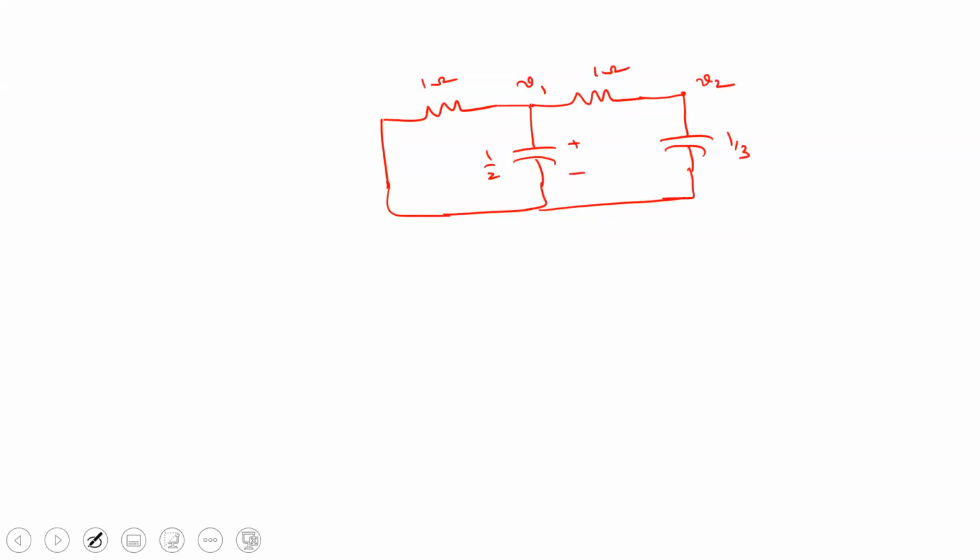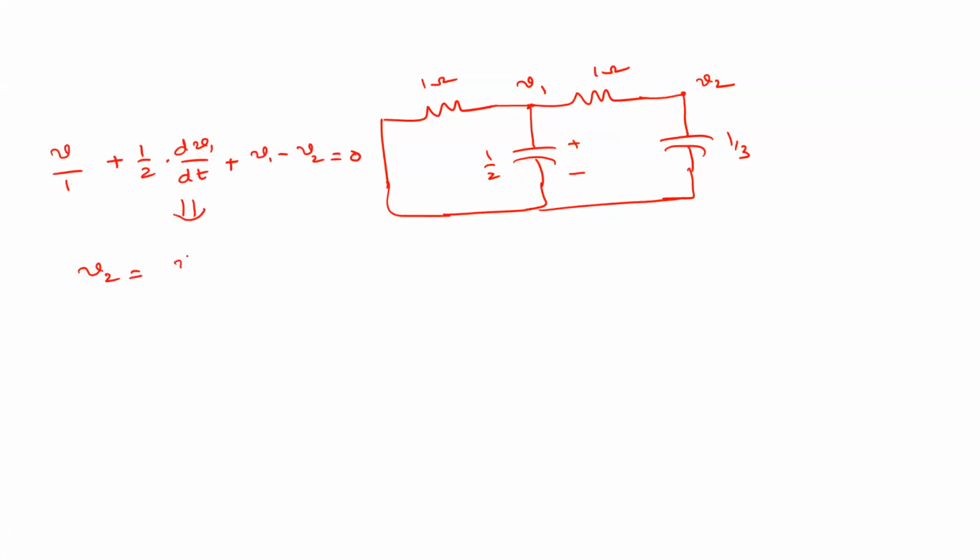Okay, so now apply KVL at this node. What you obtain is V1 by 1 plus 1/2 dV1/dt plus V1 minus V2 equal to 0. So from this, we obtain the value of V2: V2 equals 2V1 plus 1/2 dV1/dt. The same thing we have written using KCL.